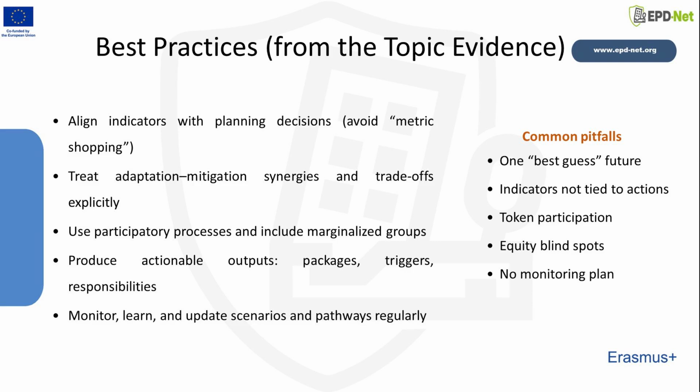Across the topic materials, several best practices appear consistently. Indicator choice should be tied to planning objectives rather than selected because data happen to be available. Adaptation and mitigation should be treated together where possible, but their trade-offs should be made explicit rather than assumed away. Participation needs to be meaningful, especially when strategies affect vulnerable communities. Scenario work should produce actionable outputs such as packages, milestones, responsibilities, and monitoring plans. Finally, resilience planning should be revisited regularly instead of being treated as a one-time exercise.